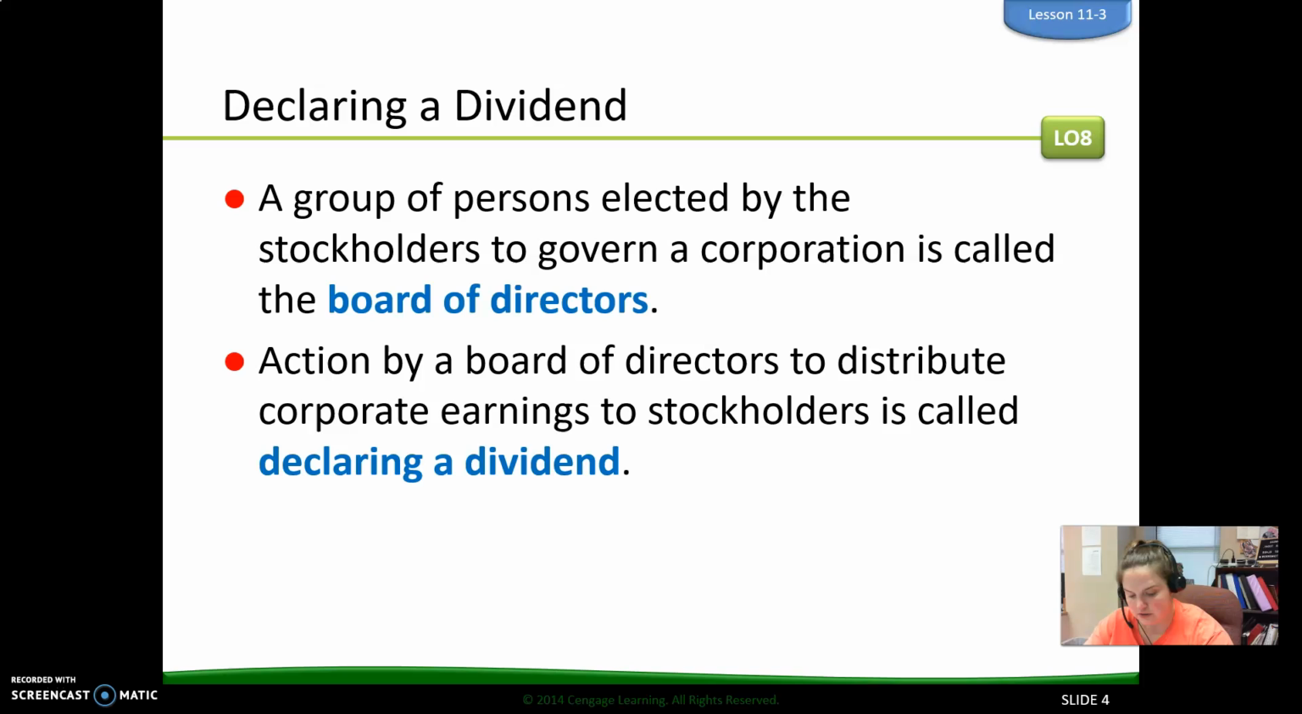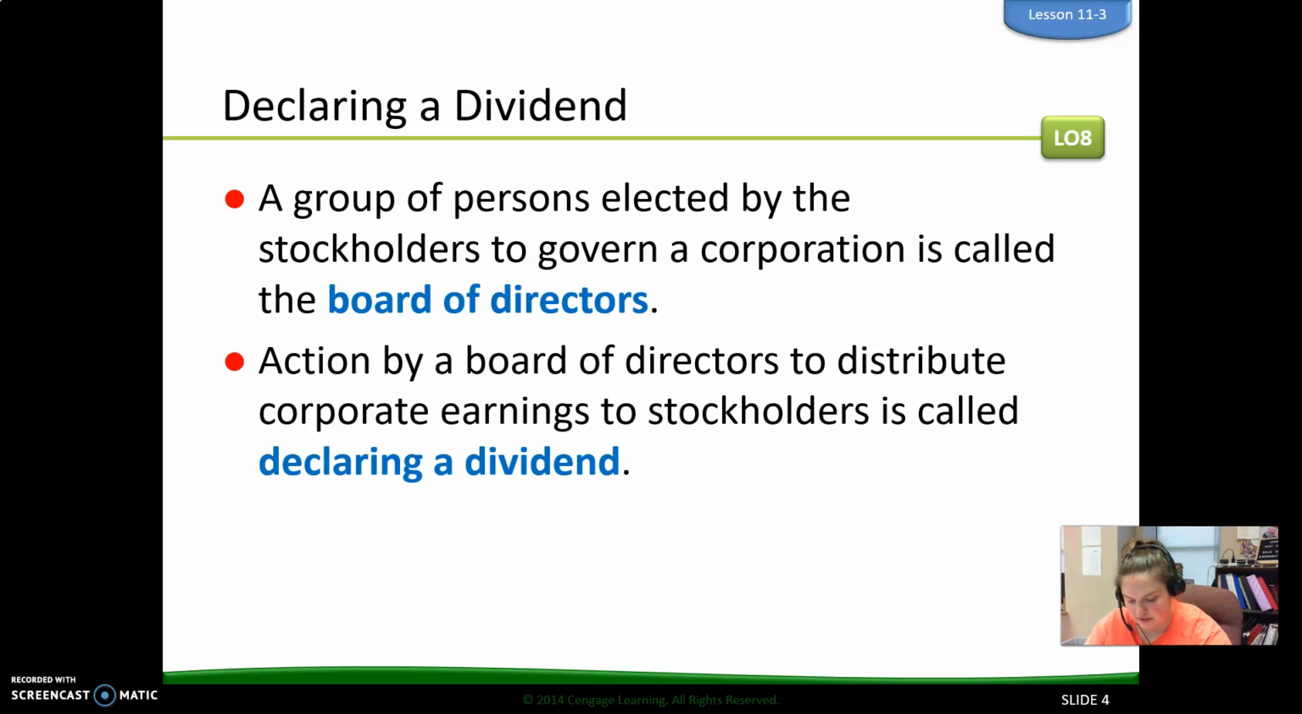Action by a board of directors to distribute corporate earnings to stockholders is called declaring a dividend. They usually will declare them on one day and then actually pay them out on another day. Once a dividend is declared, they have to pay it. They don't really have a choice. The dividend is a liability that must be recorded in the corporation's accounts. So dividends are a liability in a way because it's money they're going to have to pay out.